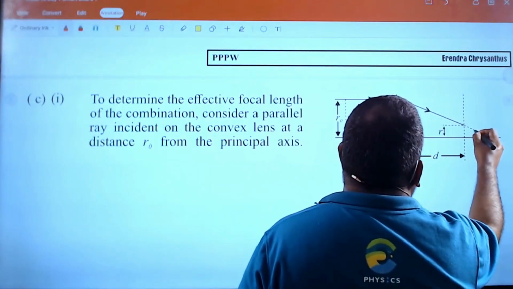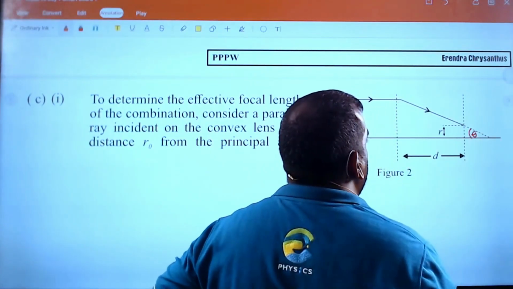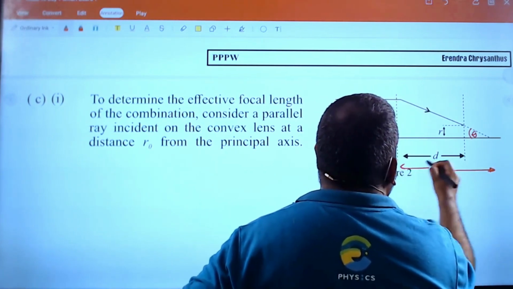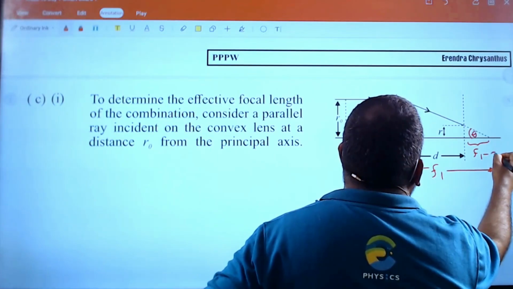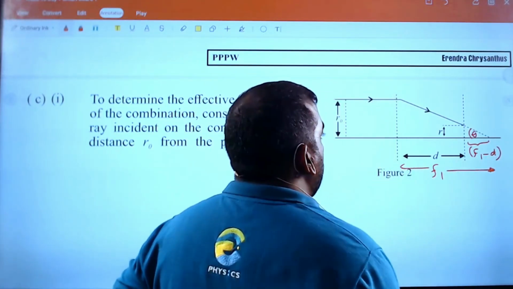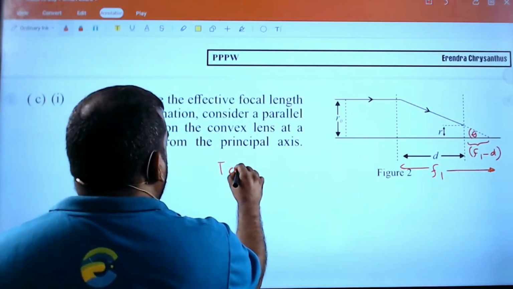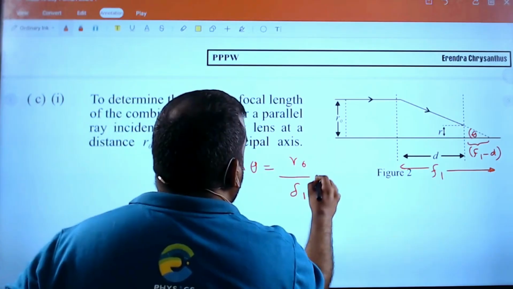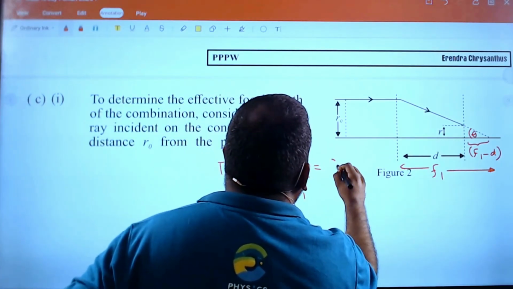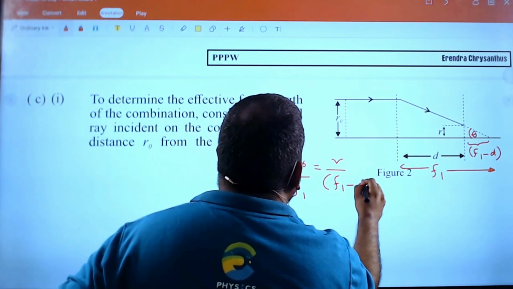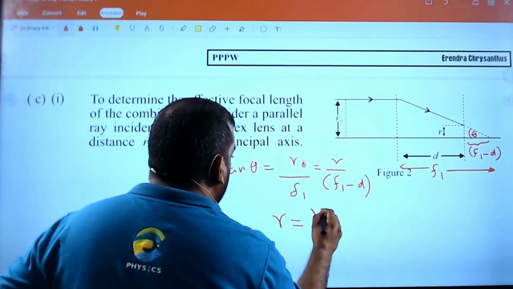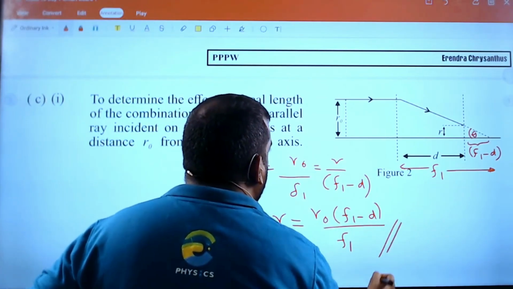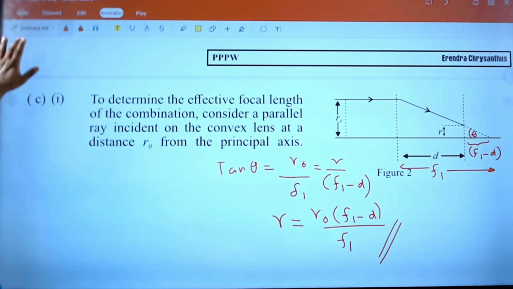Here let's say angle theta. This is f1, so this is f1 minus d. We can say tan theta equals opposite over adjacent, r0 over f1. Also for the smaller triangle, simply r over f1 minus d. So r is equal to r0 (f1 minus d) over f1.